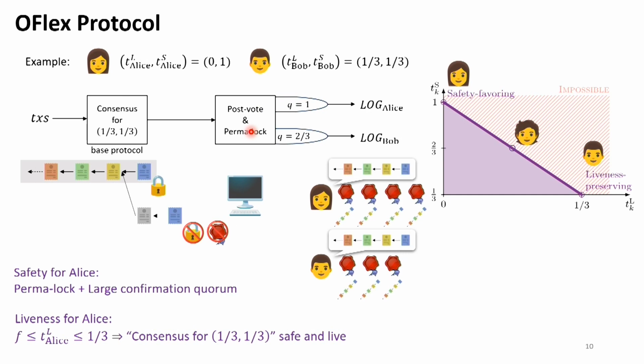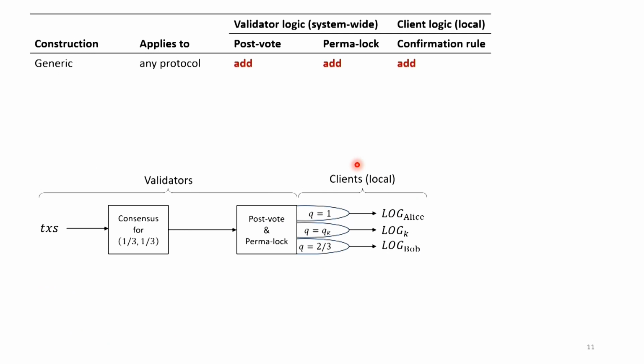If you have more clients with different preferences here, then each client just chooses their own quorum to decide locally when to confirm a chain without affecting what the validators do. Okay, so here I showed you a generic construction that applies on top of any classical consensus protocol to provide optimal flexibility, and we do so by adding this post-vote and permalock, which is what the validators do, and by adding client-specific confirmation rules, which clients do locally.